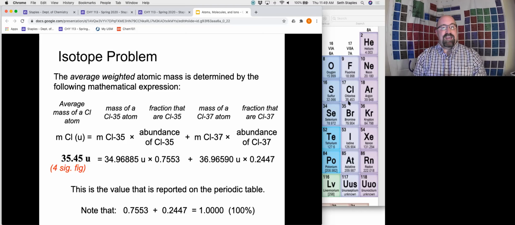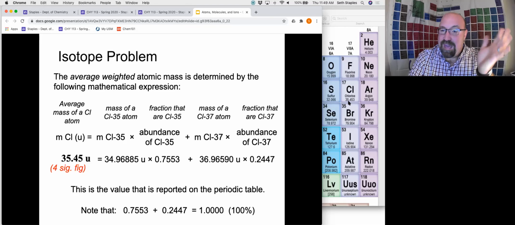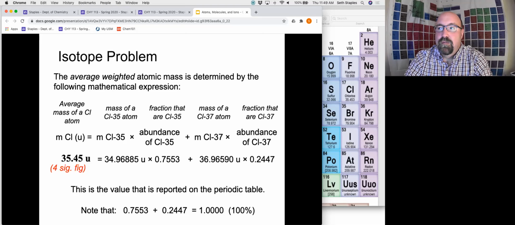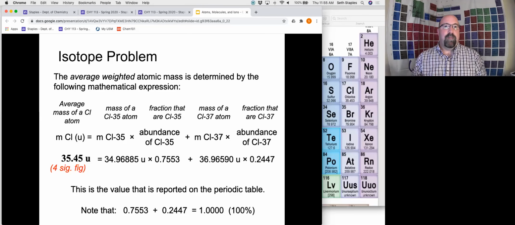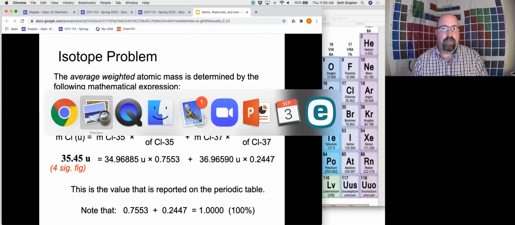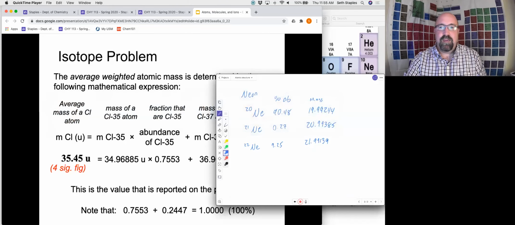And so again, to recap that, we take the mass of each isotope, multiply that by the abundance of that isotope, making sure to convert that from percent down to a decimal, just divide that percent by 100. And then for every isotope of that atom, you add them up. Okay, let's look at another example. Let's take a peek at neon.